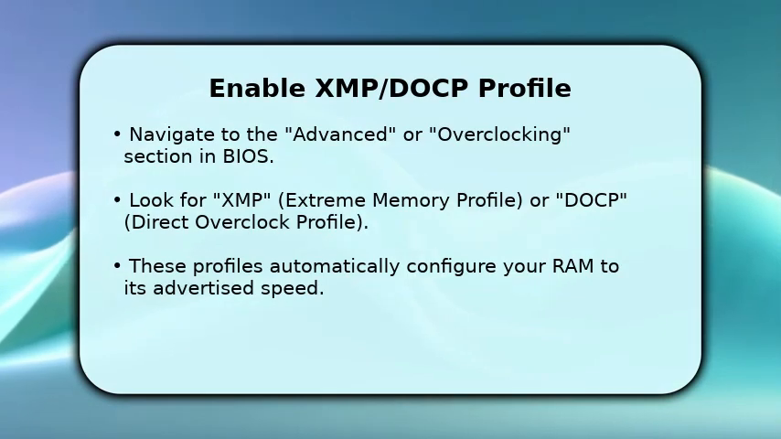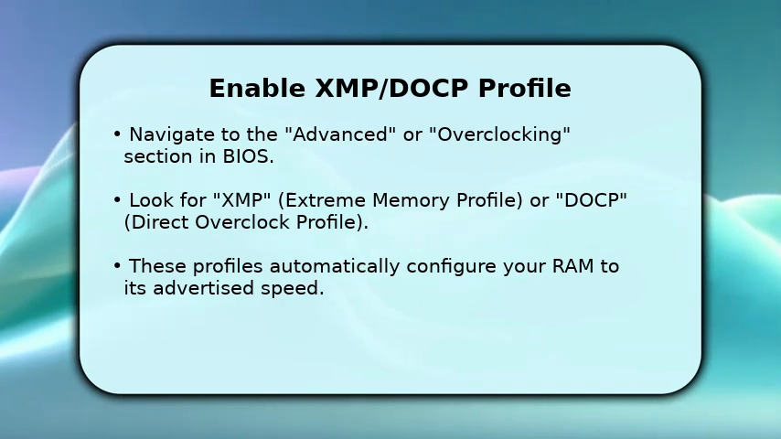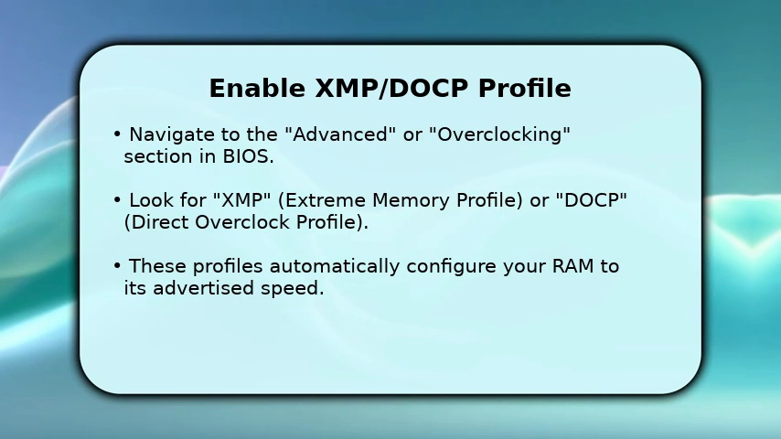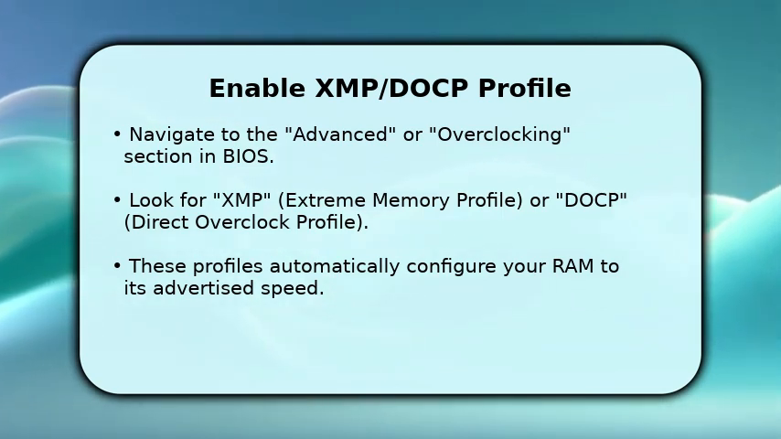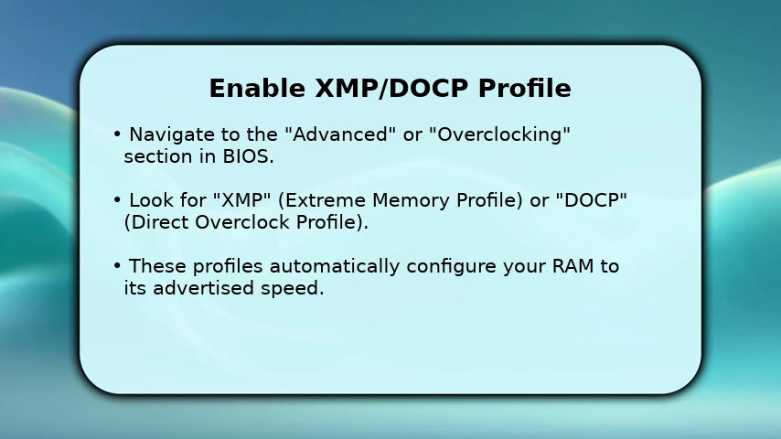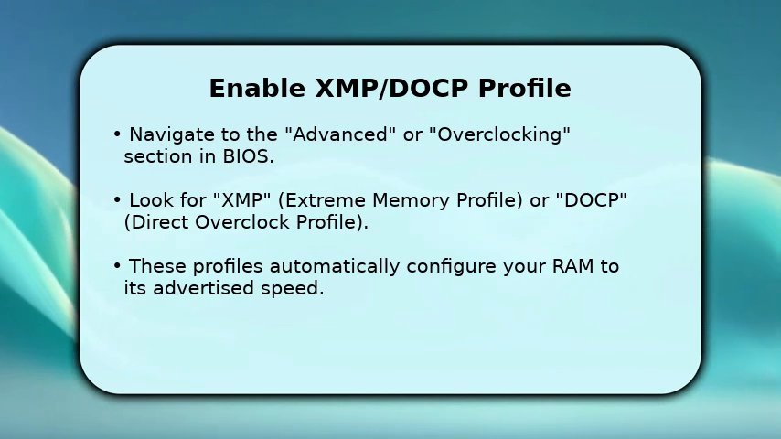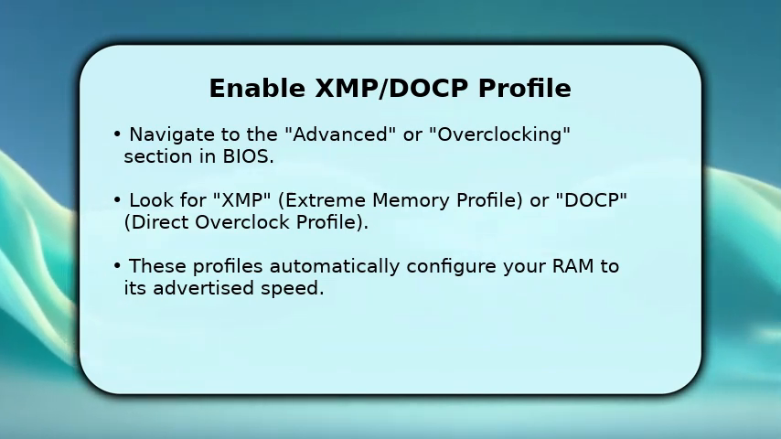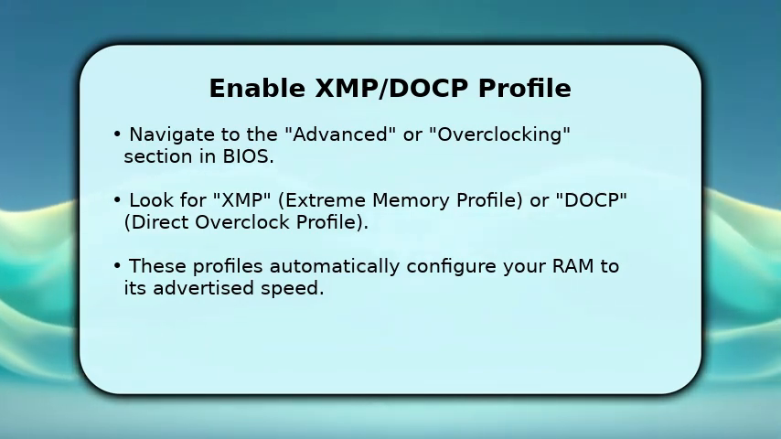Once inside the BIOS or UEFI, you'll need to find the memory settings. These are often located under an advanced or overclocking menu. Search for an option labeled XMP for Intel systems or DOCP if you have an AMD platform. These profiles are designed to automatically set your RAM to its optimal speed, like 3200 MHz, with just one click. Select the profile that matches your RAM's advertised speed.